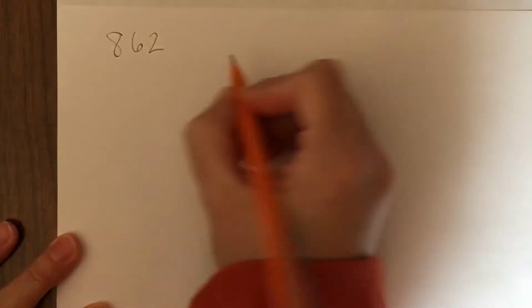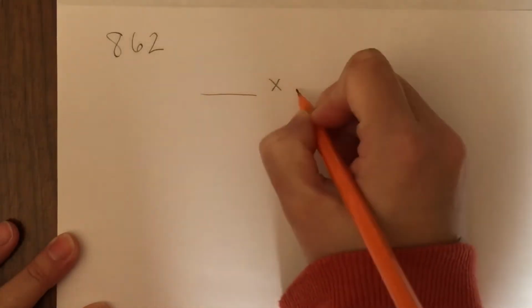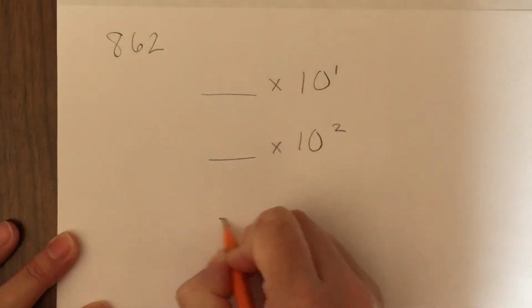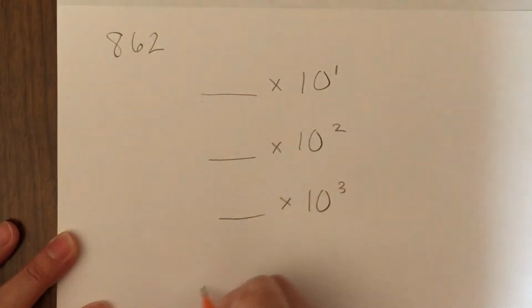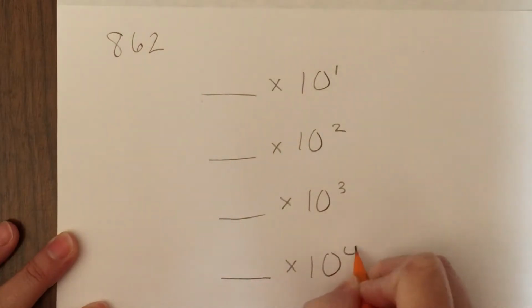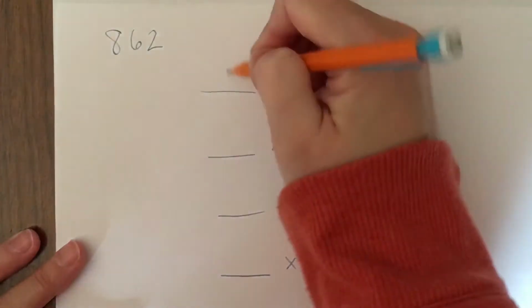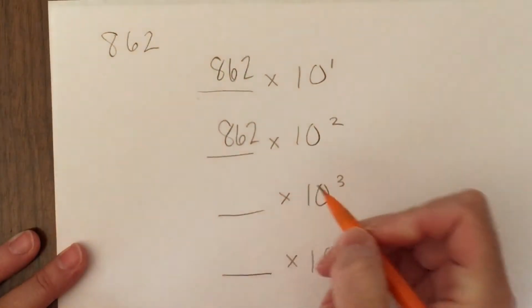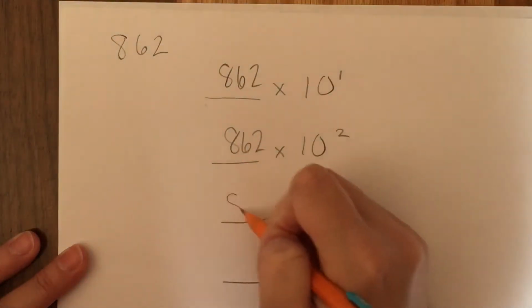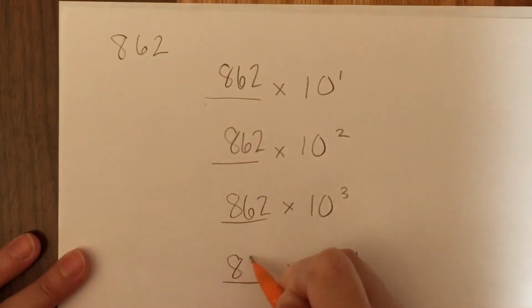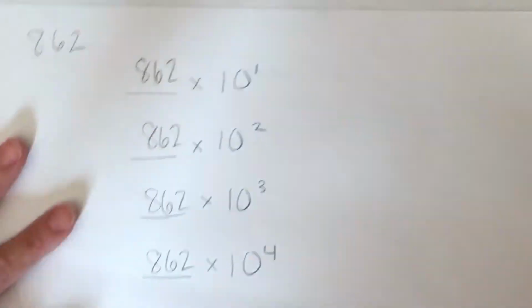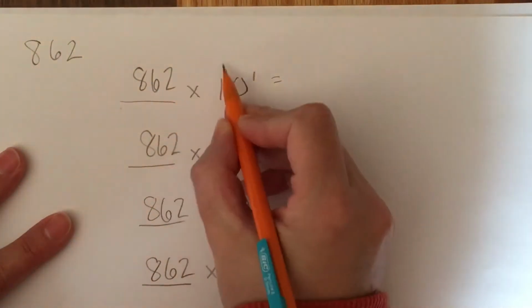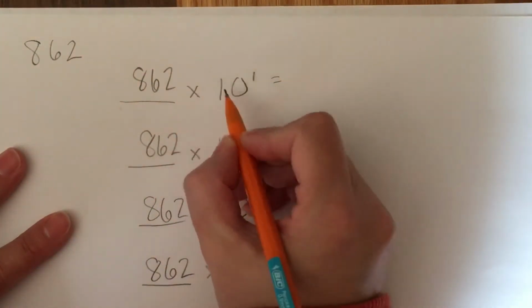All right, so the blanks say this. It's blank times 10 to the first, blank times 10 to the second, blank times 10 to the third, blank times 10 to the fourth. So our number here that we're going to put in is 862 for this example. You can make your own 3-digit number. Okay, so we know that when we're multiplying, we're going to move that decimal point to make the number bigger.